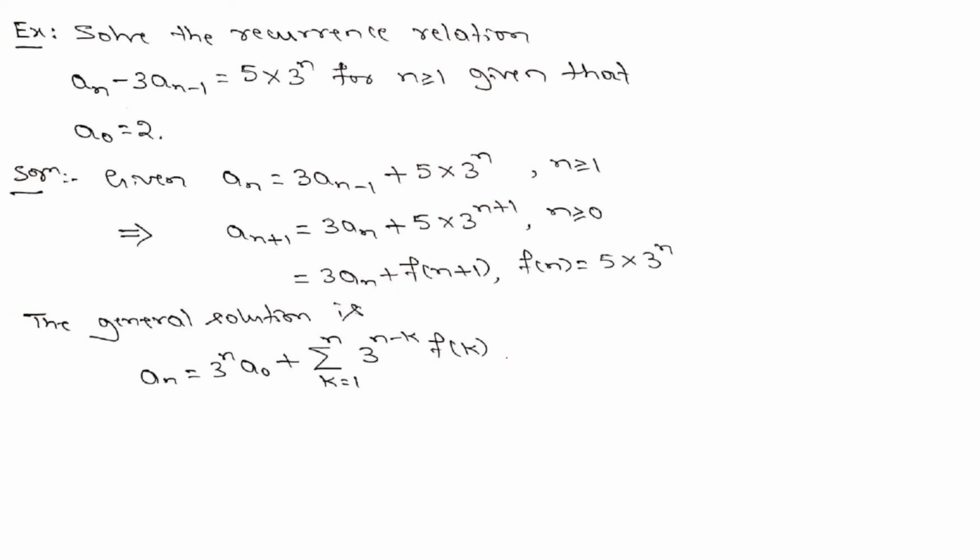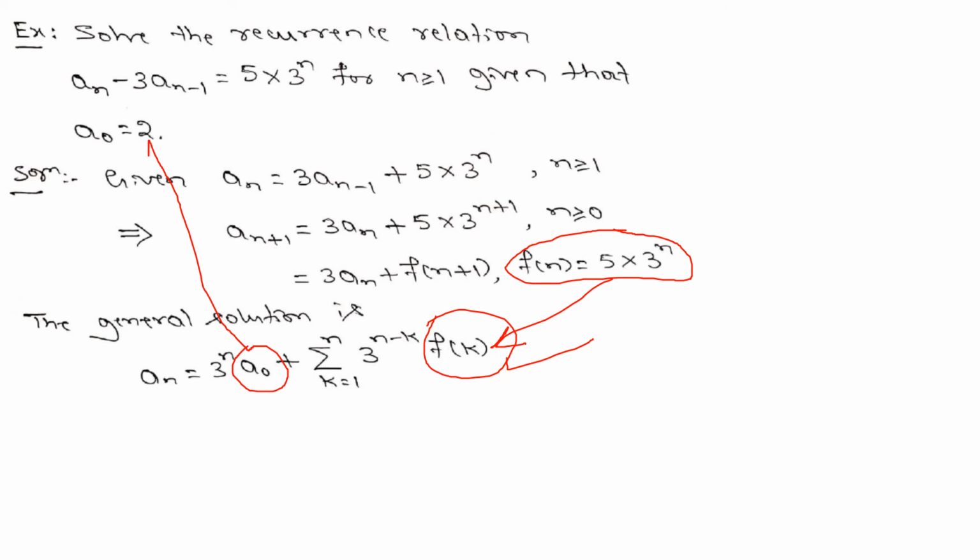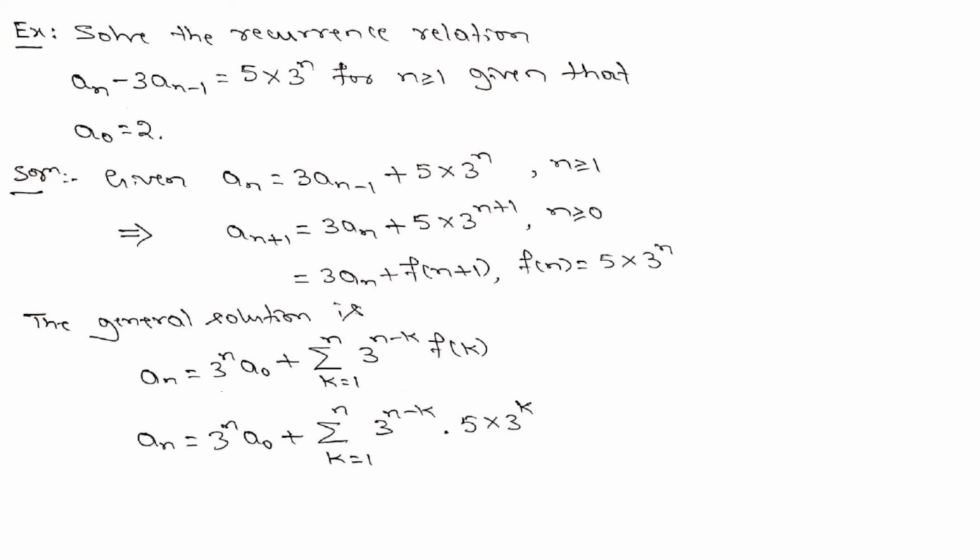Now as usual, the formula for general solution is this. In the place of f of k, we'll put this in terms of k, and in the place of a naught, we put 2 as given in the question. Yes, we have substituted the value of f of k. Since this 5 is independent of k, we can take it outside as common. We have taken.